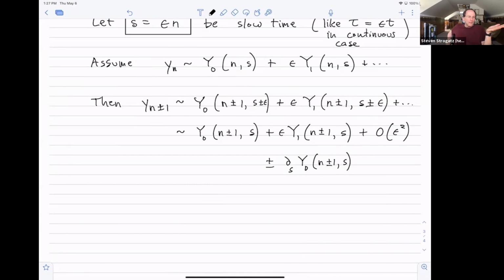So, if you don't want to think too hard, you could just do a multivariable Taylor expansion and keep the order epsilon term, where you're expanding around the point n plus or minus 1 comma s. If you just wrote down the multivariable Taylor series for this to order epsilon, you would get the two terms I just wrote down, where we're consistently using this as our reference point to expand around. And I need an epsilon in front of this. That was the whole point here. So I think I've done that right. And then plus, again, there's an order epsilon squared error.